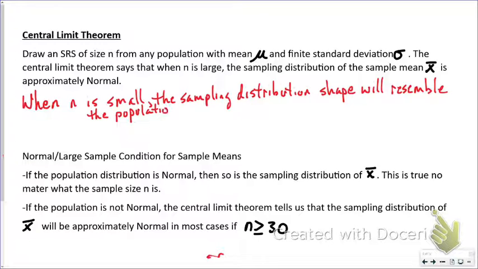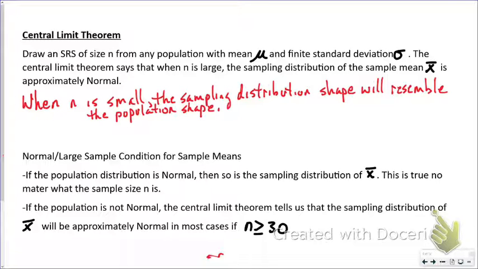So let's say I take a sample size of, I don't know, n equals 5. That's small. And I'm talking about the sampling distribution shape. Well, whatever shape the population took, the sampling distribution will be very, very similar. So if there's positive skew, it'll be positive skew. If we don't know the shape of the population, then you can't really say anything.